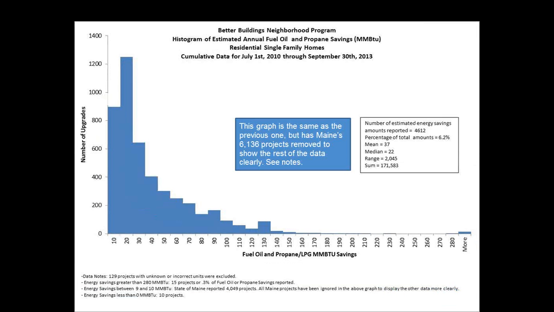So I did go to the trouble of removing the projects from Maine in this graph in order to kind of see what that distribution looks like. So in this case, it's all the projects except for those from the state of Maine. So then looking at the mean there, it's about 37 MMBTU on average for oil or propane savings.